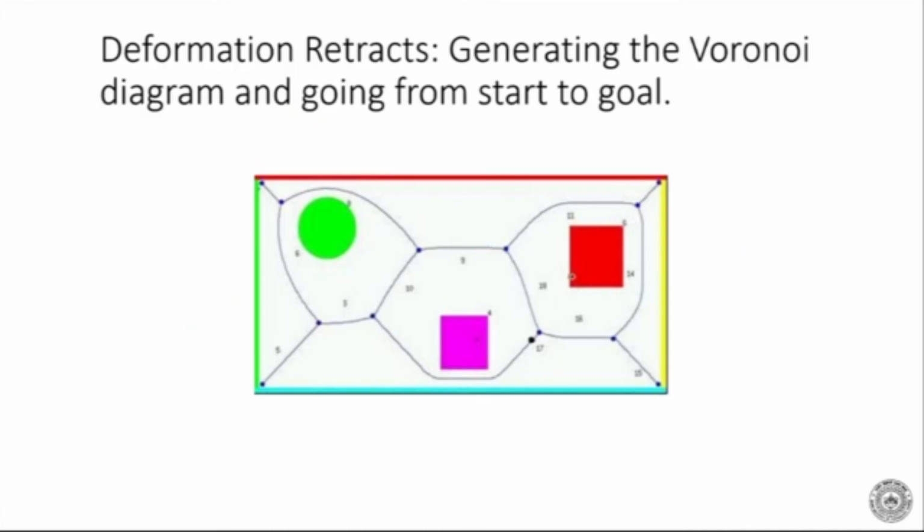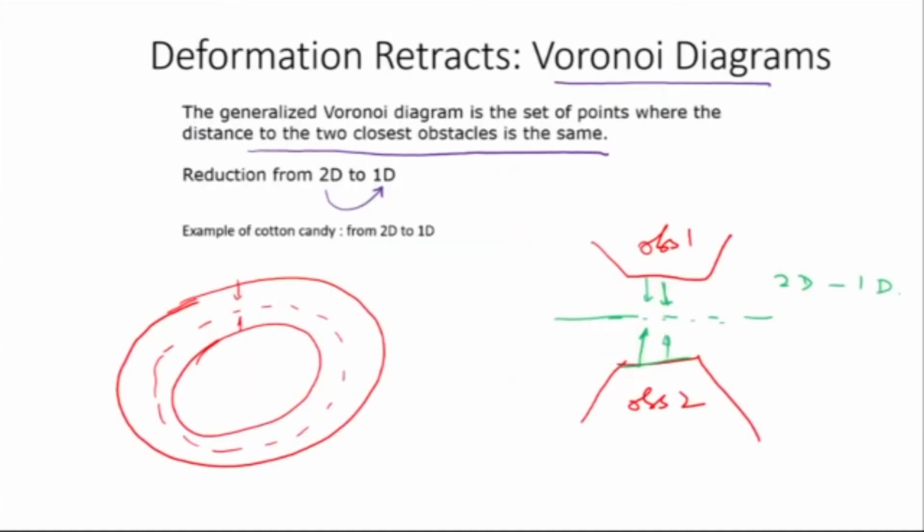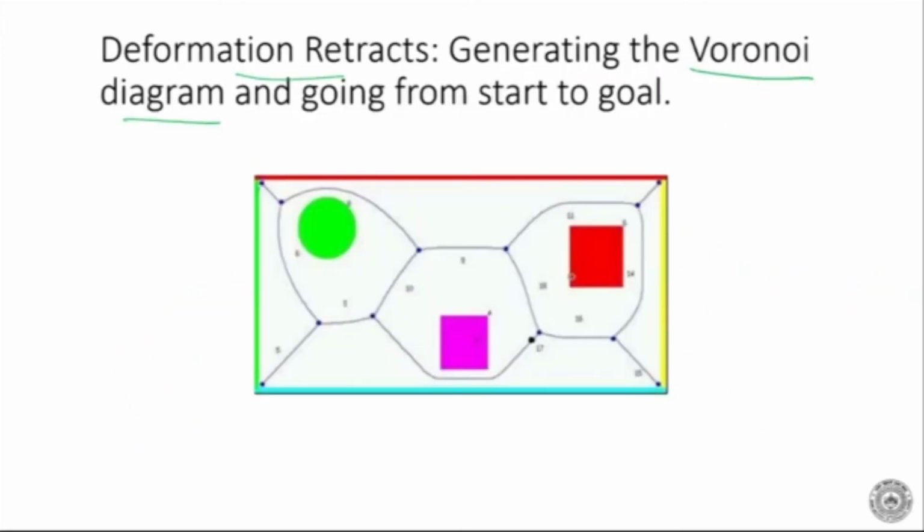Now look at this Voronoi diagram. These are called Voronoi diagrams. And this is also called a deformation retract. Why is it a deformation retract? Because of the example I just gave some time back: if you think of this shrinking or deforming in that direction, and this deforming in this direction, what you'll be left with is this curve. So from 2D it has become 1D actually. And that's why it's called a deformation retract.